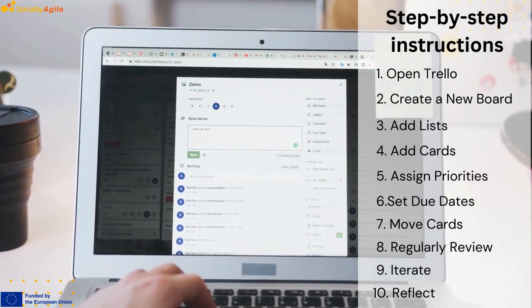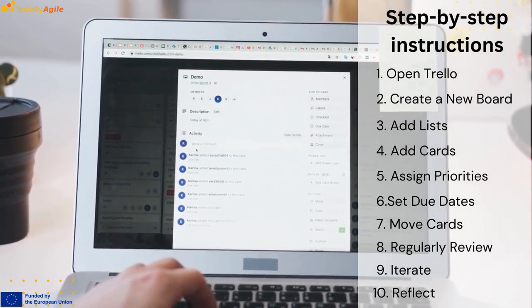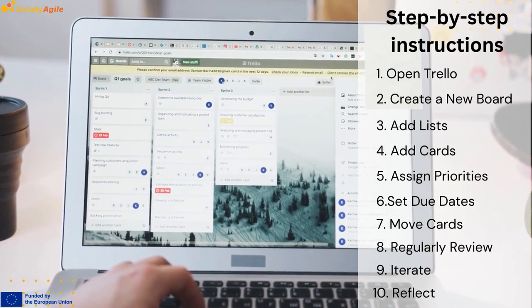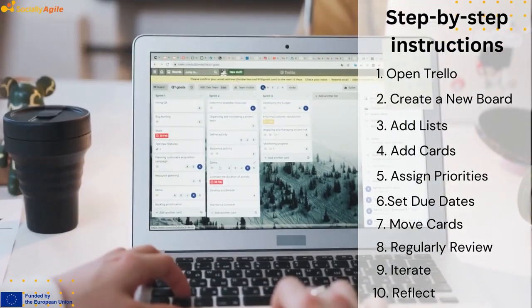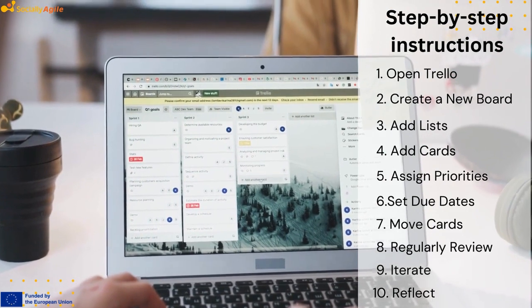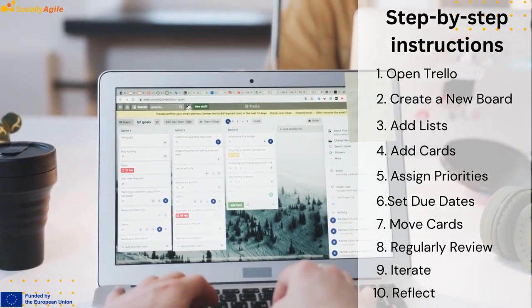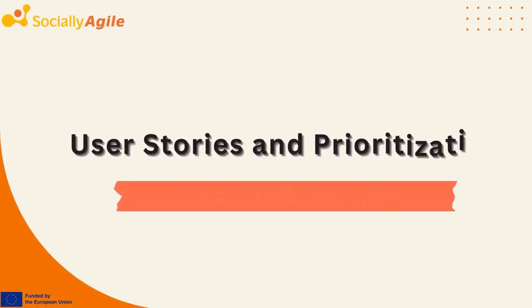By following these steps, you'll not only create a virtual Scrum board but also gain a practical understanding of how iterative development works in Agile. It's about constant improvement, adaptability, and delivering value incrementally. Enjoy your virtual Scrum board activity. User stories are the building blocks of Agile projects.